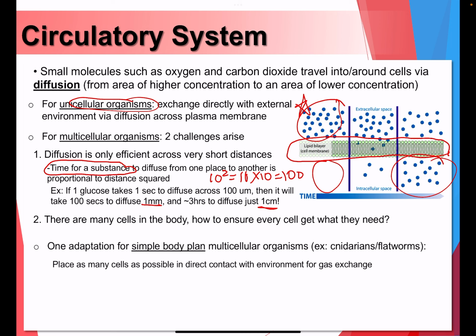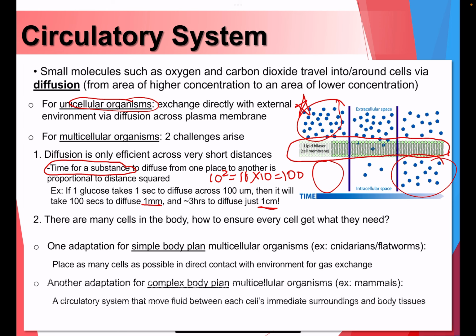Flatworms, same thing. We talked about those planarians. So planarians are very flat. Because of their flat bodies, things can diffuse faster, straight through their body cells as well.